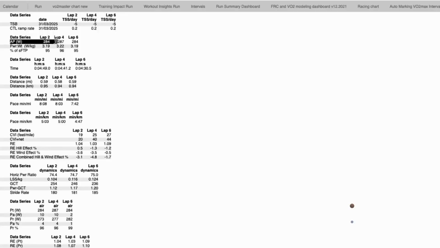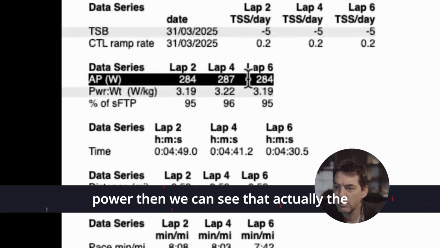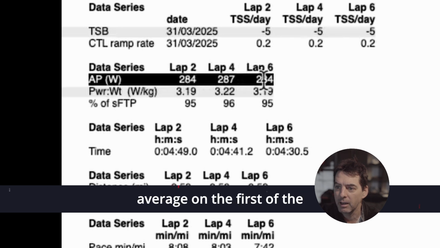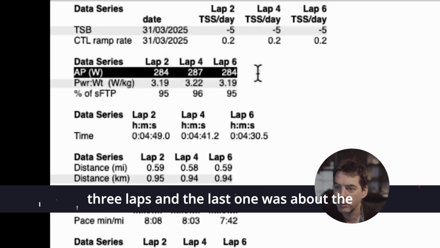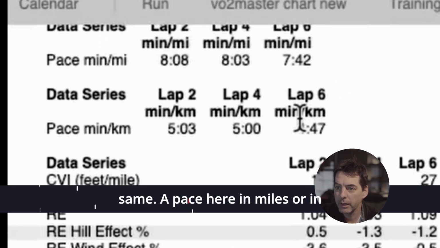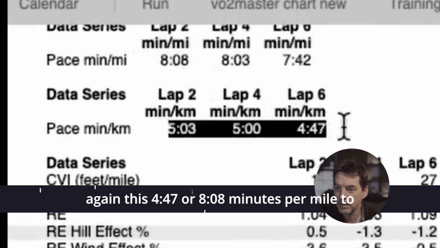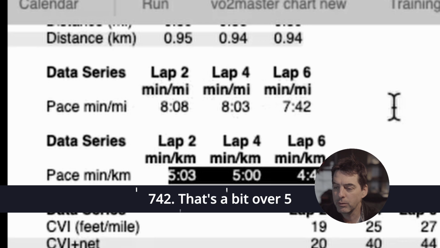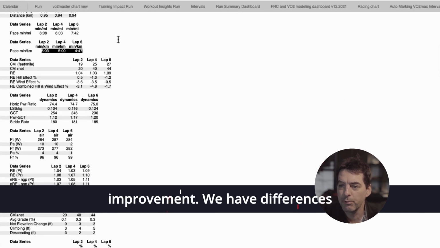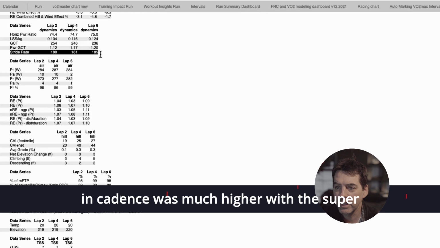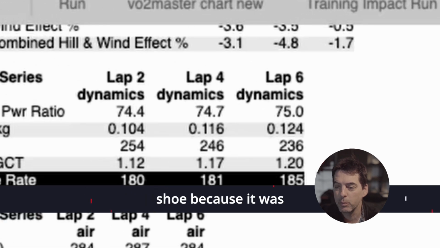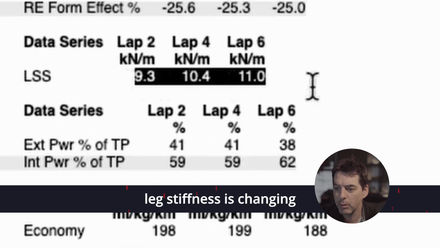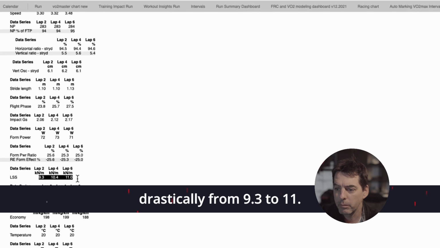If we look at the power for lap 1, we can see that actually the second one was a little higher in power, but I was trying to stay pretty much on target. The average on the first of the 3 laps and the last one was about the same. Pace here in miles or in kilometers, you can see again this 4:47, or 8.8 minutes per mile, to 7:42. That's a bit over 5% improvement. We have differences in the cadence, which was much higher with the super shoe because I was bouncier. You can see leg stiffness improved with every shoe. You can see leg stiffness is changing drastically from 9.3 to 11.